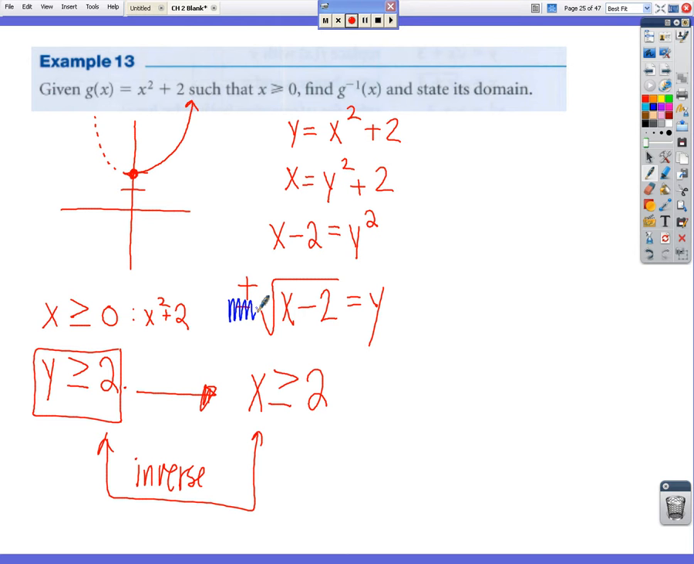I'm actually going to draw in a quick sketch of the inverse. So that's 0, 2. Well, now that point will become 2, 0. And that's what the inverse graph looks like. The domain is where x is greater than or equal to 2. And again, remember, I use the range from the original to create the domain for the inverse.